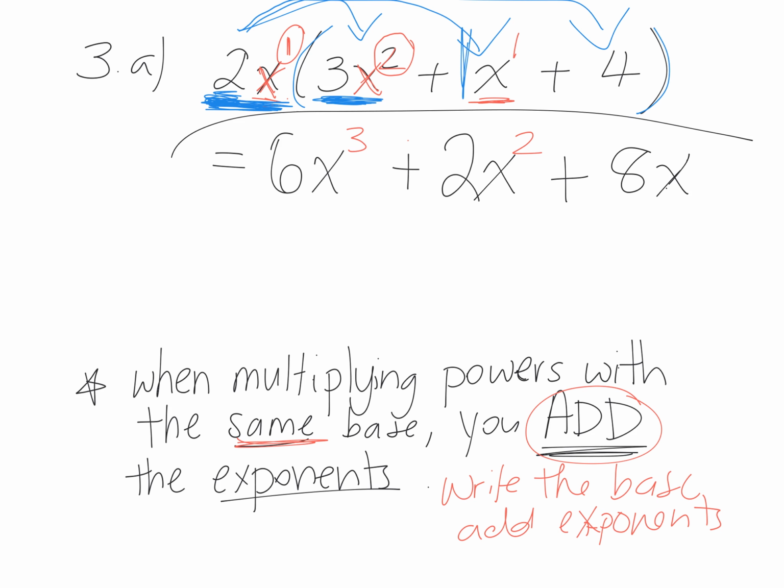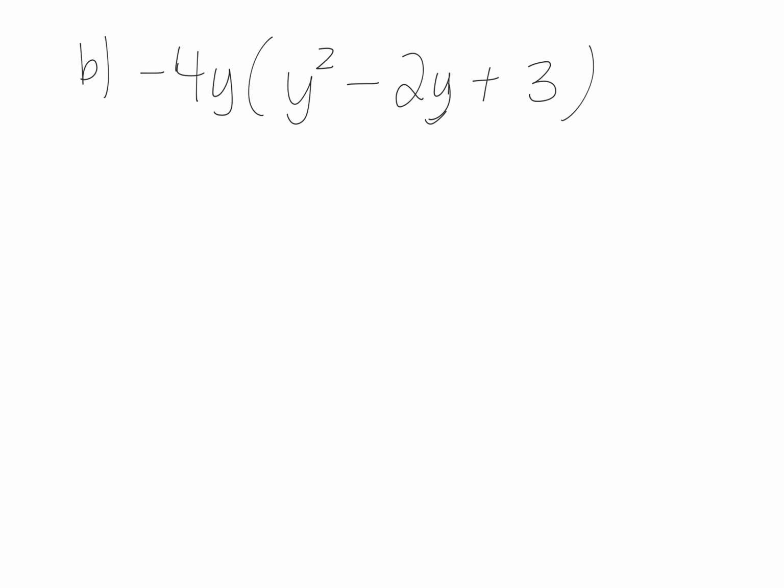Okay, let's try the next one on your own. That's a negative. First step, wherever you don't see an exponent, put a 1, so you remember to add that 1. Everyone do that right now. Now we are taking negative 4y to the power of 1 times positive y to the power of 2. What is negative 4 times positive 1? Negative 4. y to the power of 1 times y to the power of 2 is y to the power of 3, good.